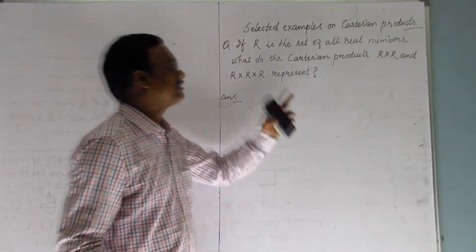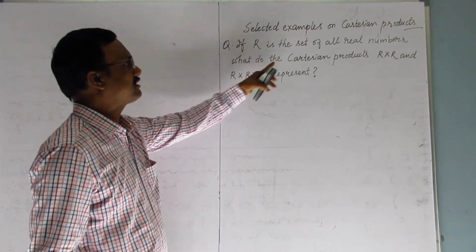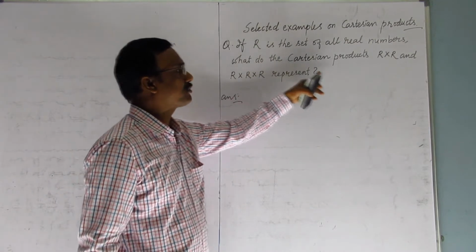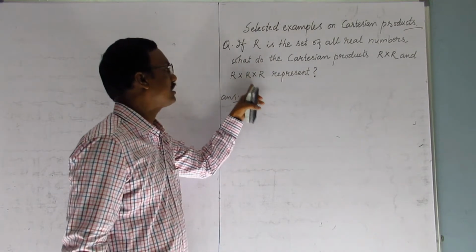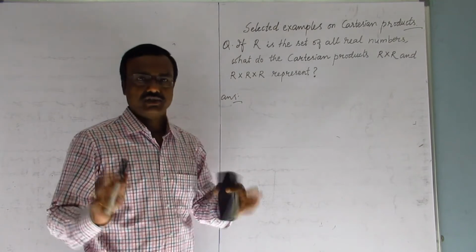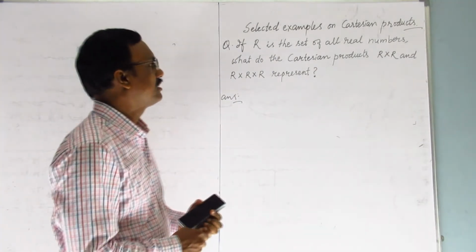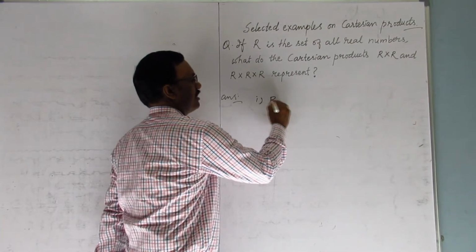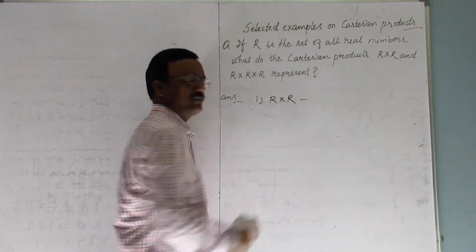Now students, in this special question, R is the set of real numbers. What do you understand by the Cartesian products R cross R and R cross R cross R? So a very important conceptual question, students. Now we'll deal with the first case, R cross R. Now what is the meaning of this?